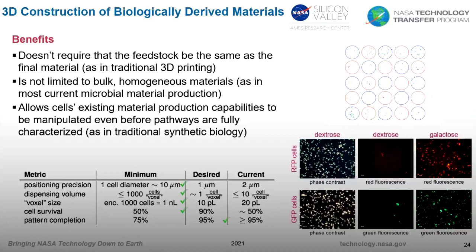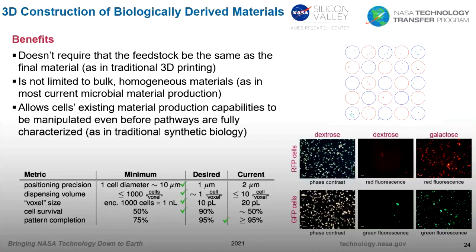And so one of the benefits of this way of thinking about biomaterial production is that the material that you're making is not the feedstock that you're putting in, which is the way traditional 3D printing works. Instead, you're putting in basically feedstock for your cells, which is your basic growth medium, sugars, etc., and you're producing a completely different material. You're not limited to bulk homogeneous materials. A lot of current microbial material production is on things like cellulose, for example, and this is getting at a different type of materials from that.